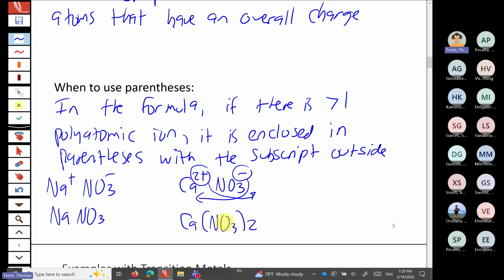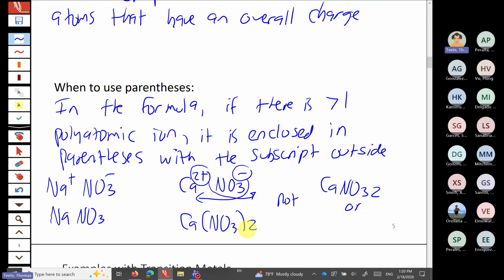There's NO3 minus, but there's 2 of them in the formula. So the whole thing goes in parentheses with that subscript on the outside telling you how many there are. And again, it would be very confusing to try to write it any other way. So if you try to write it as CaNO3-2, that looks like NO32, which is very confusing, right? If you don't have the parentheses there.